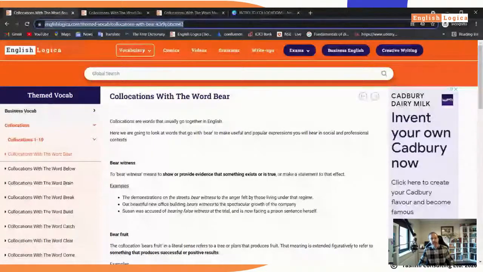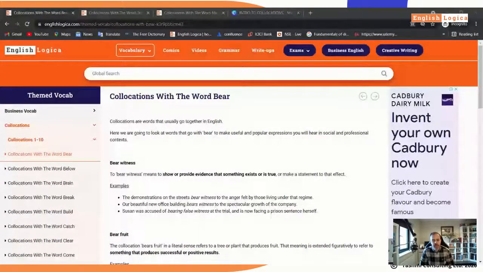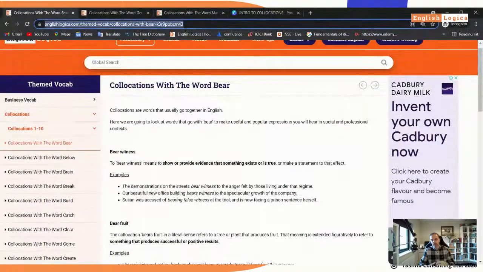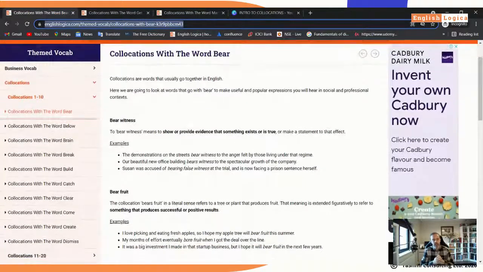Now on our website, if you haven't visited yet, we have thousands of pages of content, and it's all completely free to use. And it's all organized, as you'll see in our table of contents on the left-hand side of the screen. And we have roughly 70 pages at the moment of collocations, and they have maybe 10 to 20 entries. So there's hundreds and hundreds of collocations for you to learn. So this is a popular one then, collocations with the word bear.